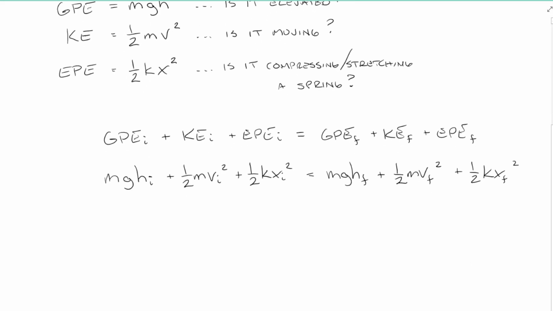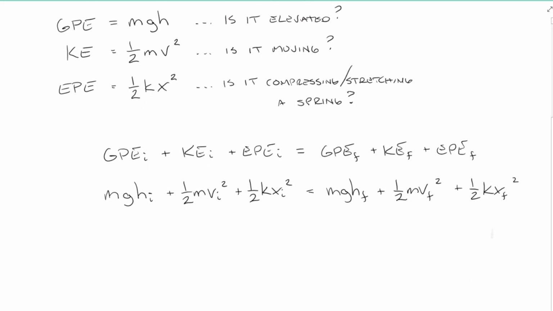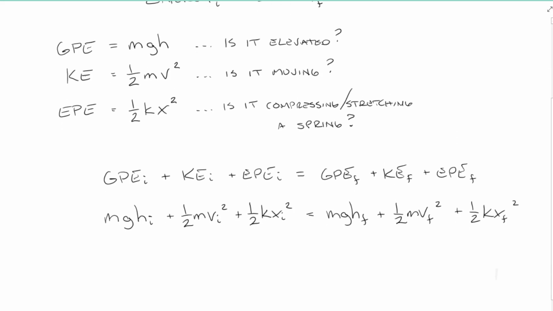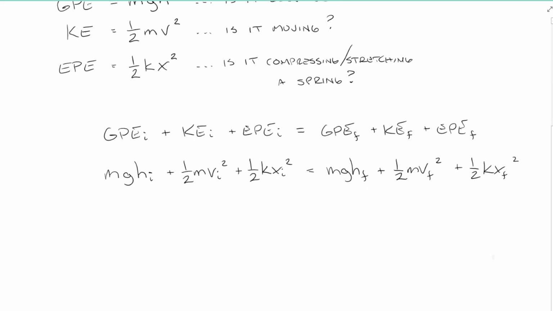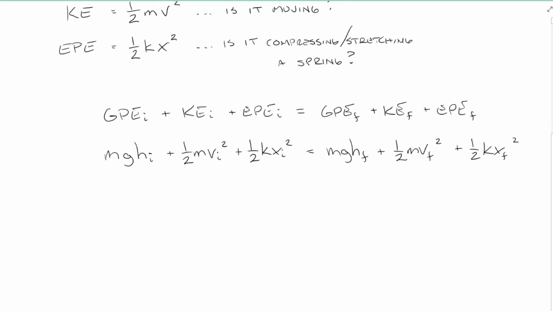Now, that looks like a big equation. If you understand the basic principle, energy before is energy later, and you know there are 3 types, then you can come up with this equation very easily. And again, most problems don't have all 3.